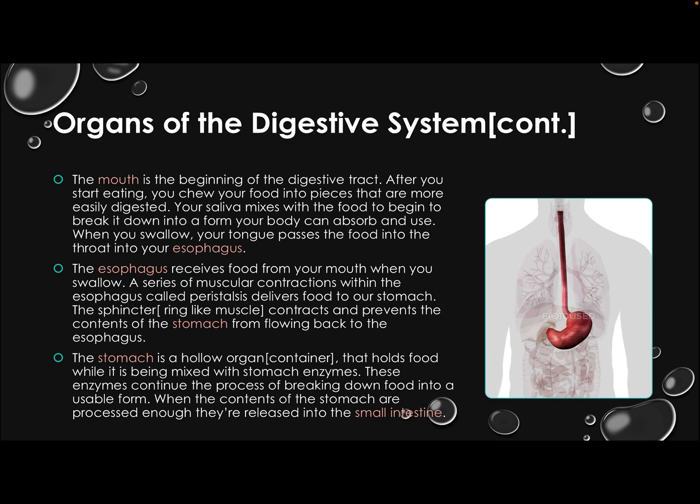The stomach is a hollow organ. It looks like a container that holds food while it is being mixed with stomach enzymes. These enzymes continue the process of breaking down food into a usable form. When the contents of the stomach are processed enough, they're released into the small intestine.